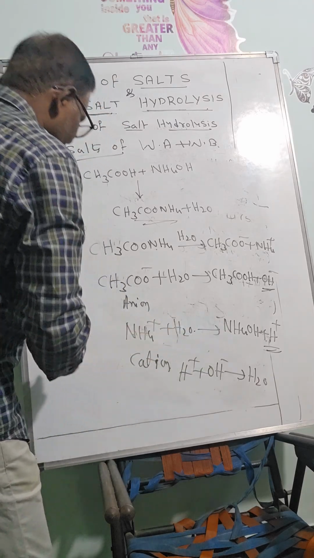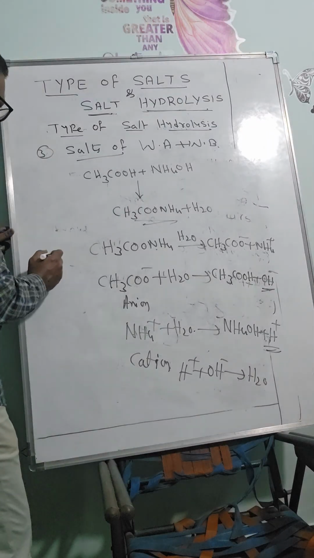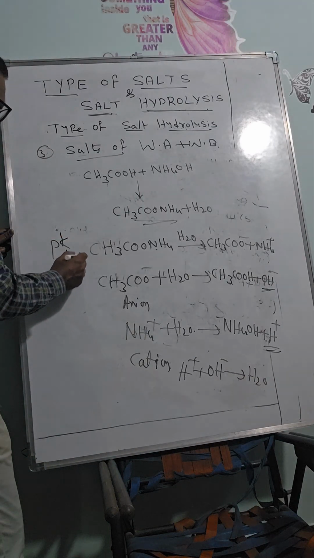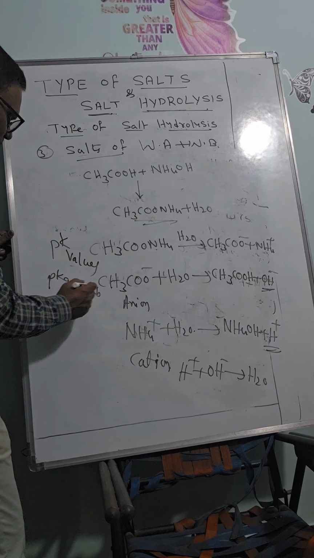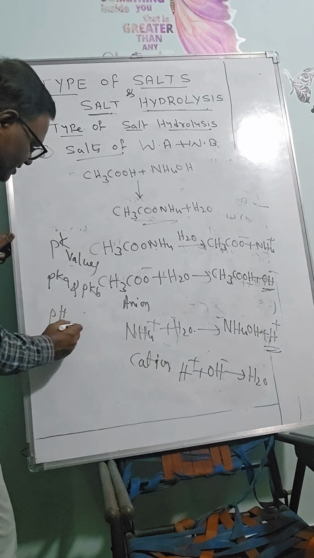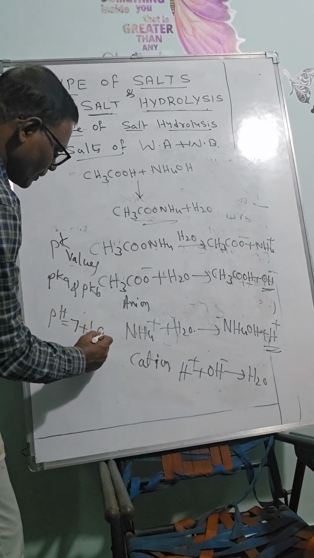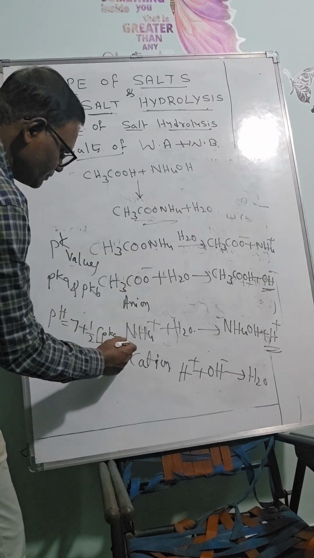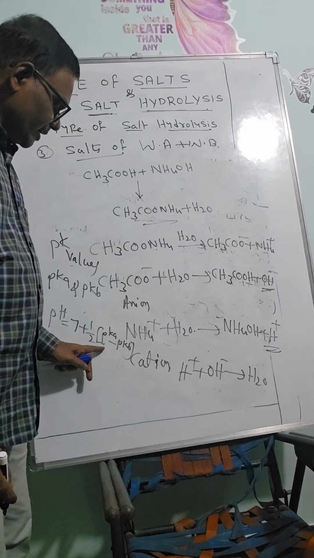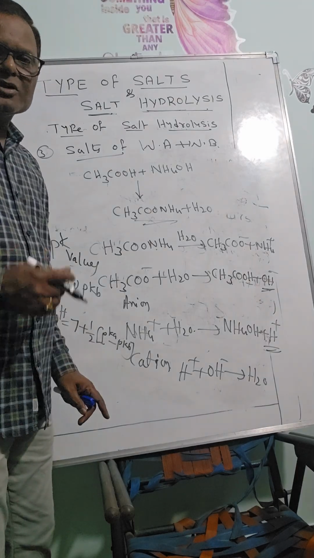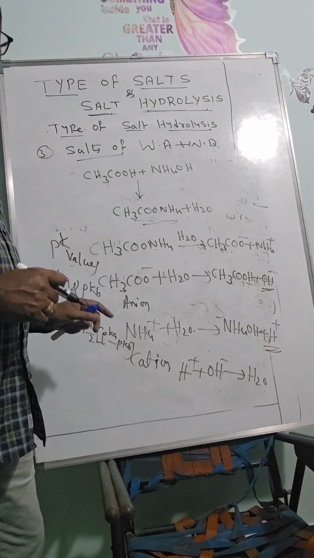Okay, children. For this type of salt, you define the pH with respect to pK values, pKa and pKb. To calculate the pH, the formula is pH = 7 + 1/2 (pKa - pKb). If the pKa and pKb values are given, you calculate the pH based on those values.